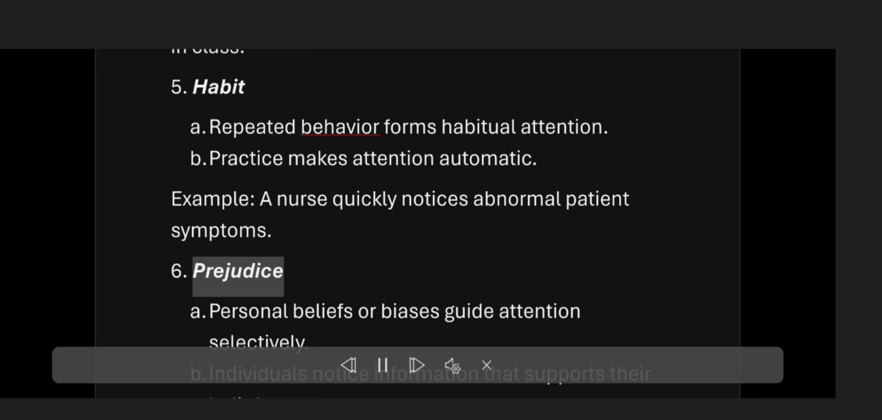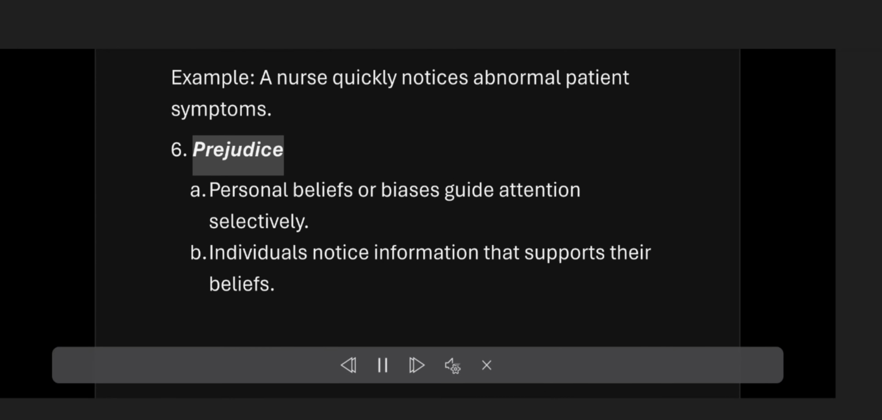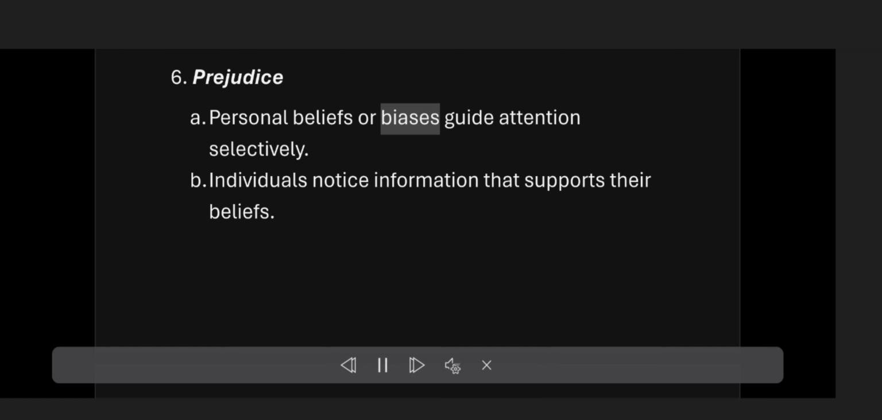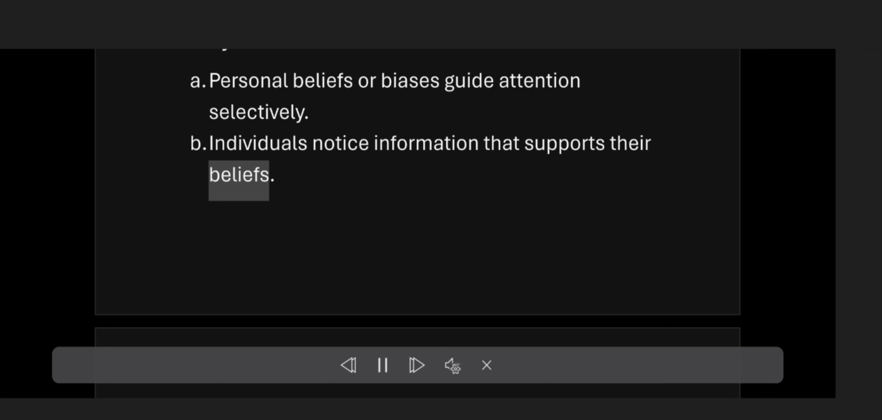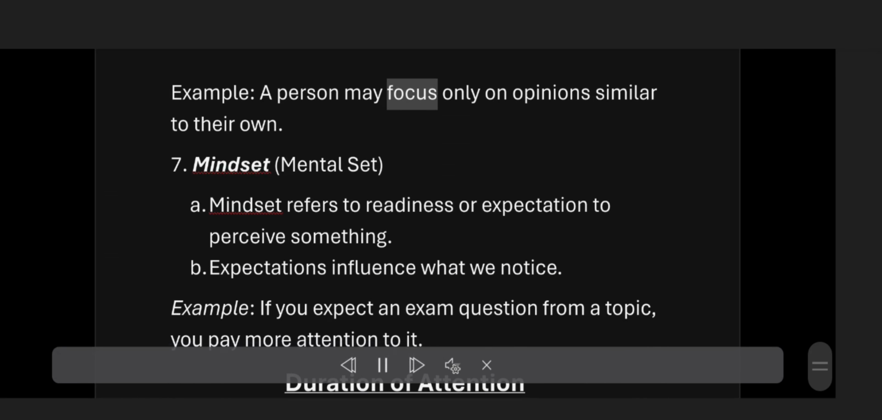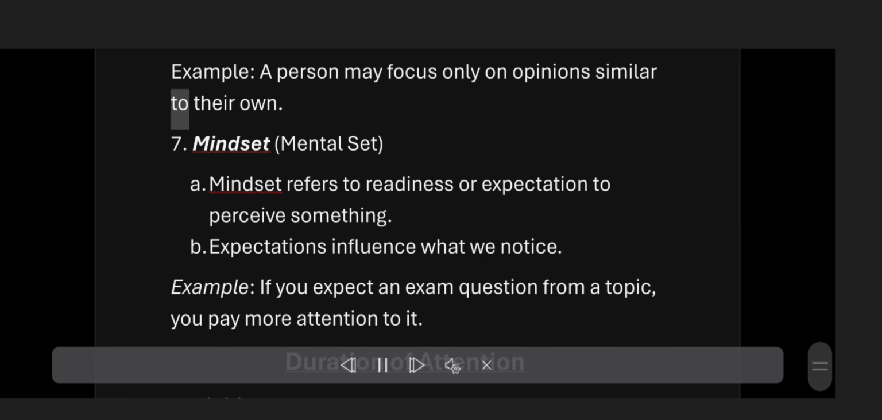6. Prejudice. Personal beliefs or biases guide attention selectively. Individuals notice information that supports their beliefs. Example, a person may focus only on opinions similar to their own.